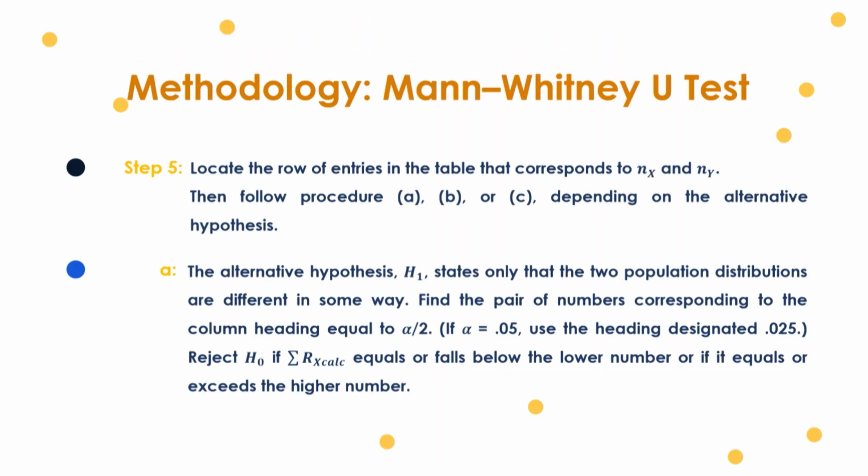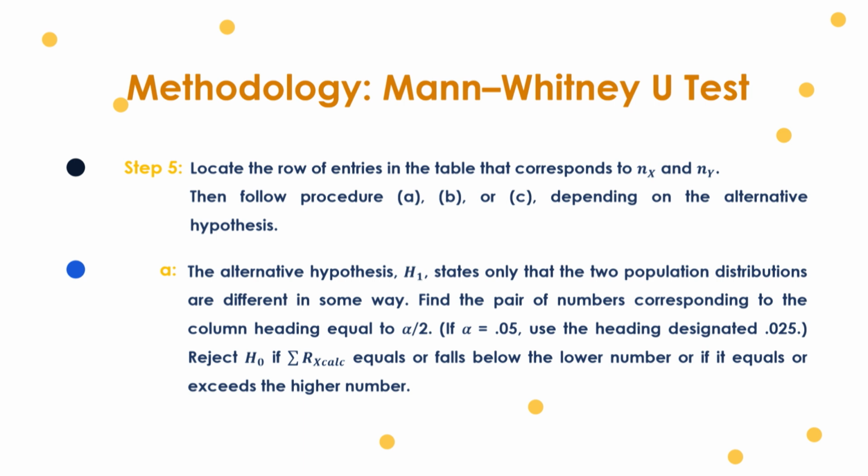Next, we can discuss the last step: we have to calculate the row entries of the table corresponding to nx and ny. Then we have to follow the procedure for whether we are going to accept or reject. For that we have three different kinds of procedures.